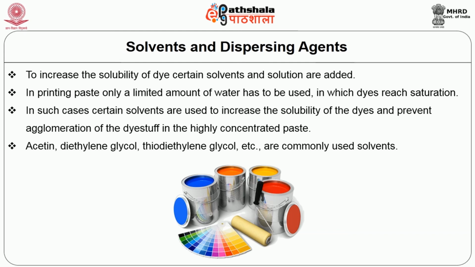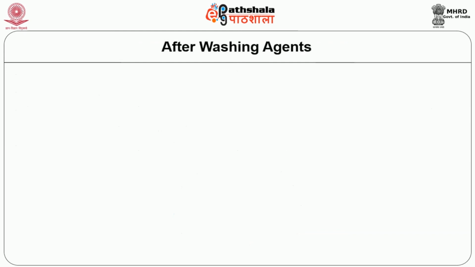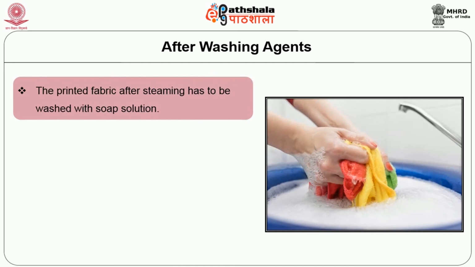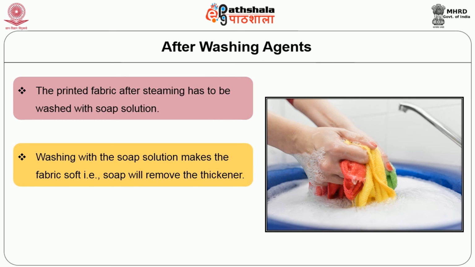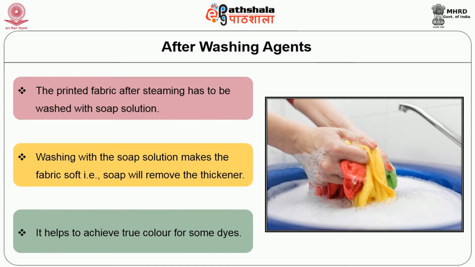are commonly used solvents. Washing agents. The printed fabric after steaming has to be washed with soap solution. Washing with the soap solution makes the fabric soft, that is, soap will remove the thickener. It helps to achieve true color for some dyes.